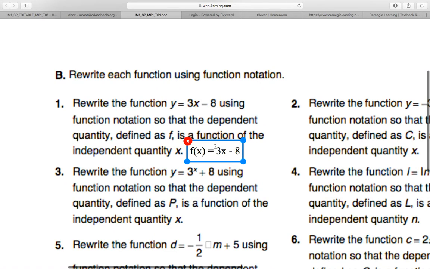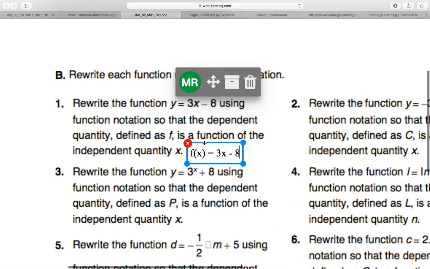And then all you do after that, y'all, is you just rewrite the equation that's already given to you. And this right here would be the function notation, f of x equals 3x minus 8. This would be the function notation of y equals 3x minus 8.